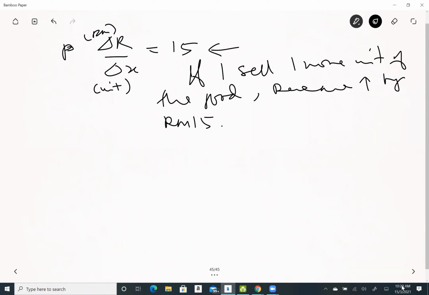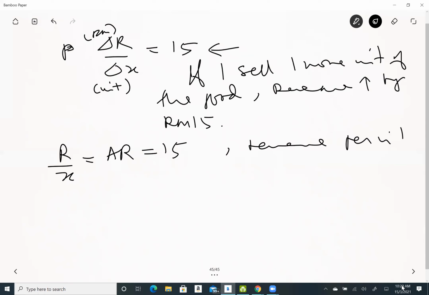And of course, if you are looking at the average revenue, R over X is also equal to 15. Then how do you describe it? It's just quantity per unit. It's the average. So what does it mean? It means the revenue per unit. So for this good, the average revenue, or the revenue per unit, is equal to 15. So here, just call it revenue per unit is RM 15.